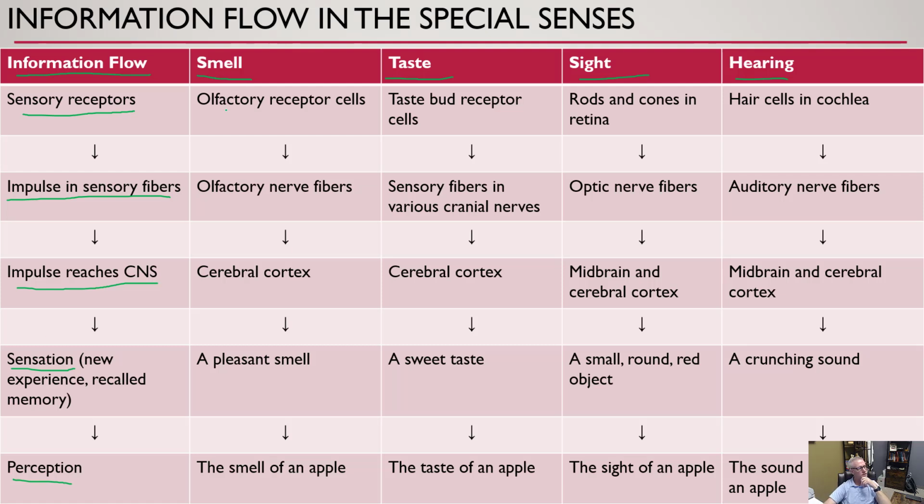So when we look at smell, our sensory receptors for smell are our olfactory receptor cells. And we'll look at this when we talk about olfaction, sense of smell. And that goes through, if you remember, the cranial nerves. That's our olfactory nerve fibers. Do you remember what cranial nerve the olfactory nerve is? We just did it.